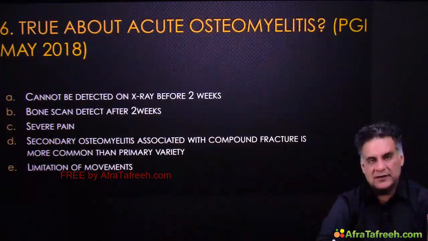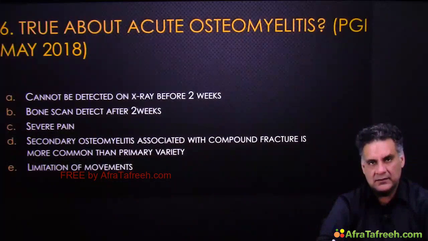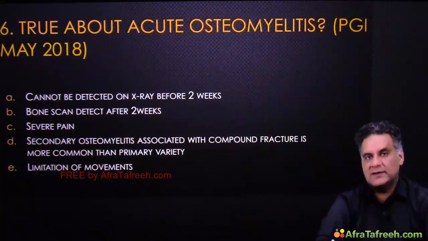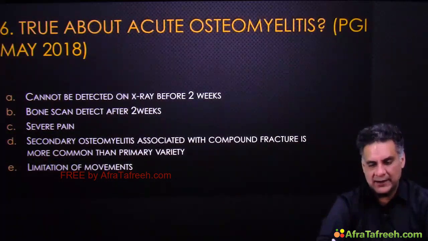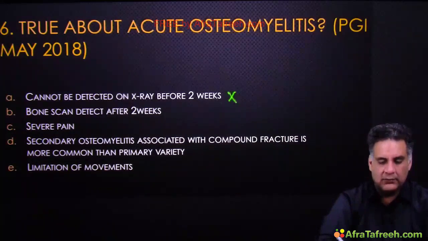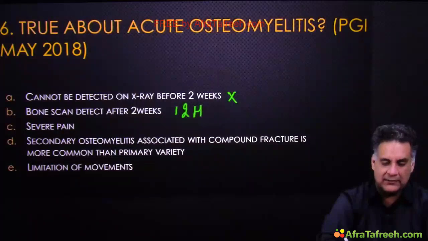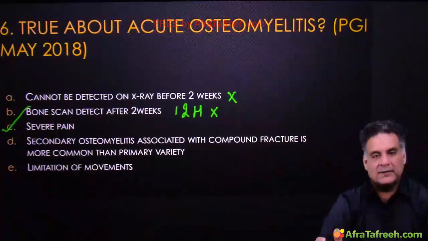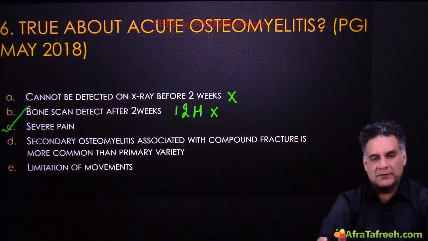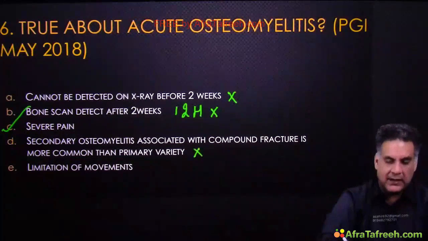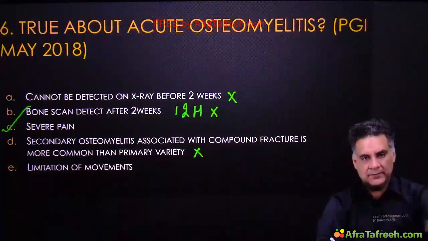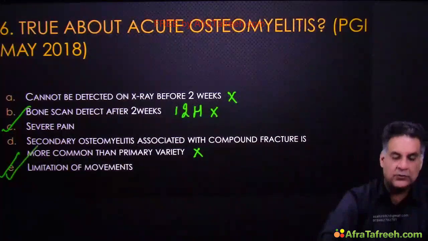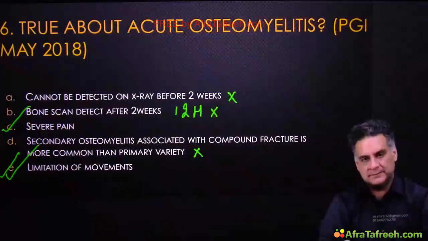Yes, you can see loss of soft tissue planes after 24 hours. You can see periosteal reaction day 7 to day 10. So it's wrong. Bone scan can detect after 2 weeks. Wrong. It can detect after 12 hours. This is wrong. Severe pain. True. Secondary osteomyelitis associated with compound fracture is more common than primary. False. Primary is the most common variety. Limitation of movement. True. In fact, movements are absent.